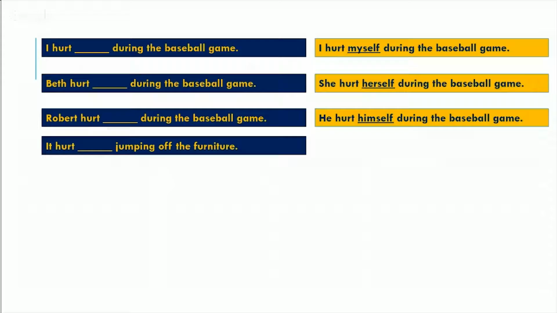So we are changing the subjects to subject pronouns, and that's really good. We changed Beth to she, so we can change Robert to he. So it's like a double practice. That's very good. He hurt himself during the baseball game.